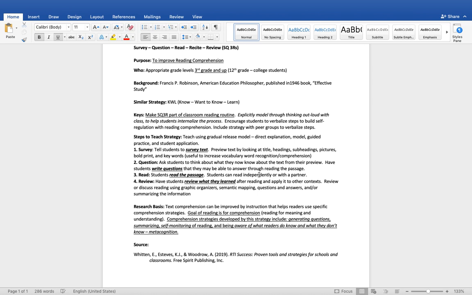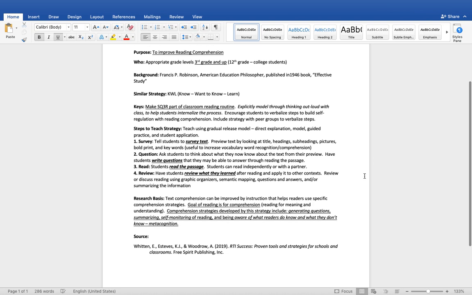Read. Students will read the passage. Students can read independently or with a partner. And then four, review. So have students review what they learned after reading and apply it to other context. Again, use graphic organizers, semantic maps, question and answers, discussions, and then ultimately have students summarize the information. Okay, this is all based and centered around the goal of reading for comprehension.